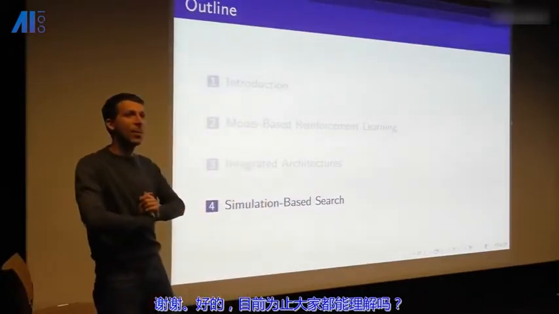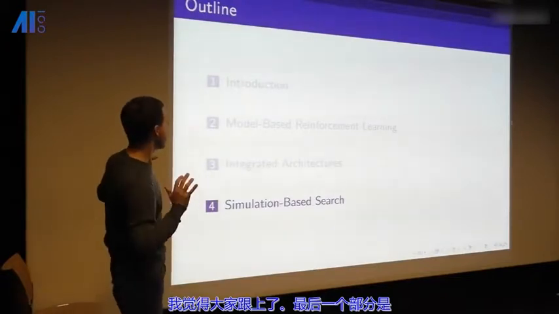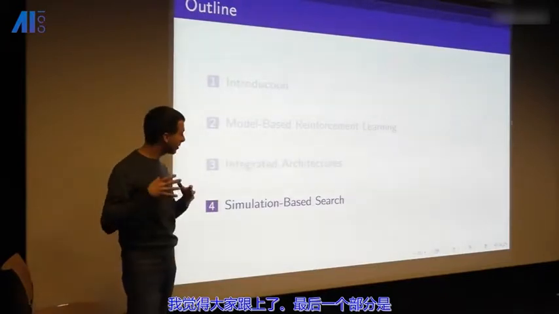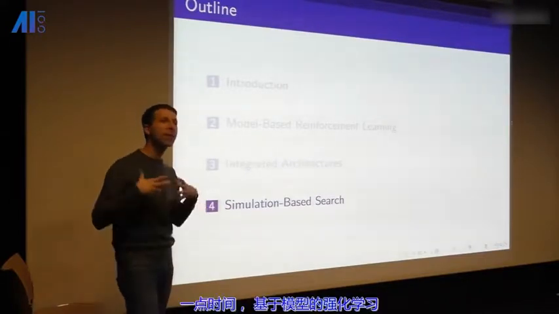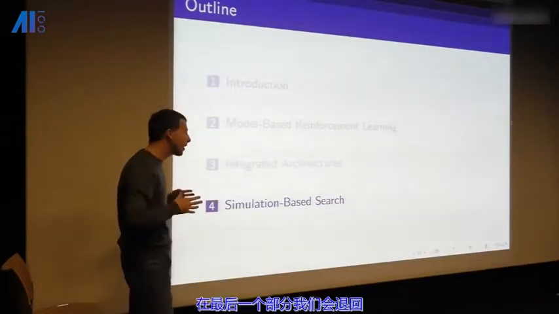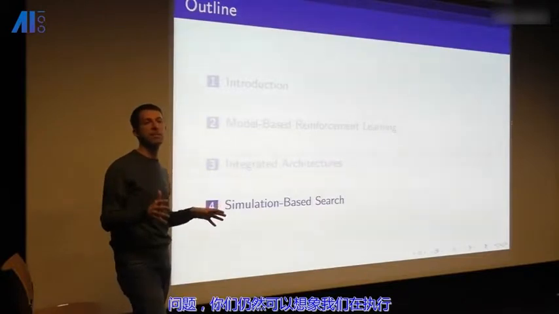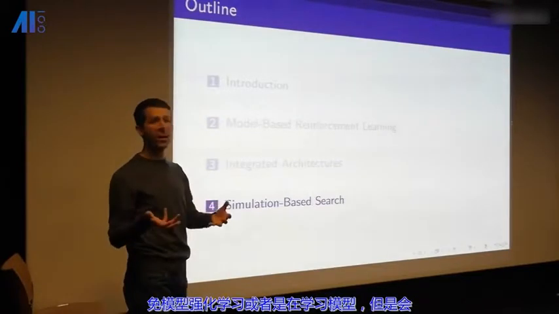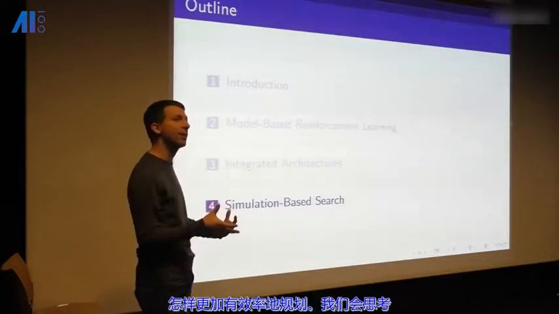So, are we all good so far? I think people are tracking. The last section is really a different view on planning. We've talked a lot about model-based reinforcement learning. In this last section, we're going to back off to just one part of that, the planning problem. You can still imagine we're doing model-based RL where we're learning a model, but we're going to focus more on the planning part, how to plan effectively.